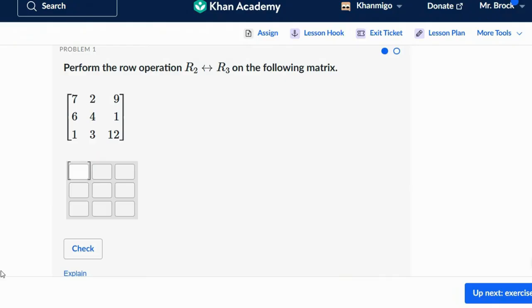I'm going to open up the chat. Make sure you guys got this. If we did this, R2, double arrow, R3, what would the first row of this matrix look like after performing this operation? What numbers would we need to put there?